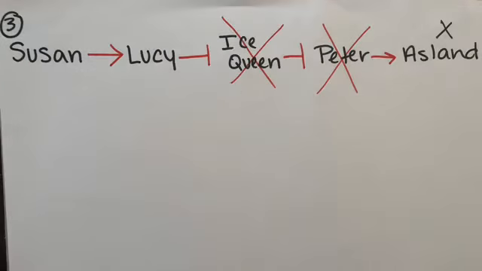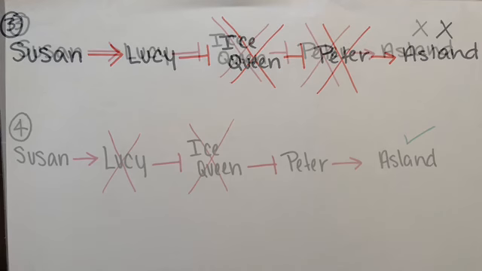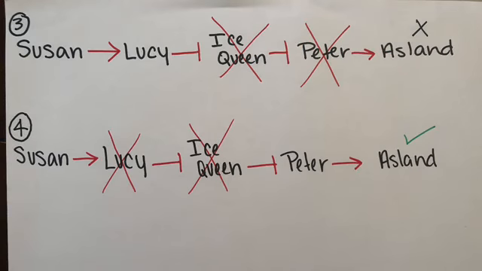If both the Ice Queen and Peter are gone, Aslan loses and is not transcribed. Even without threats from the Ice Queen, Aslan cannot win without activation or help from Peter. Lastly, we see that if Lucy and the Ice Queen are both missing, Aslan still wins the war, because even though Lucy is gone, Peter is still there and ready to activate and help Aslan.